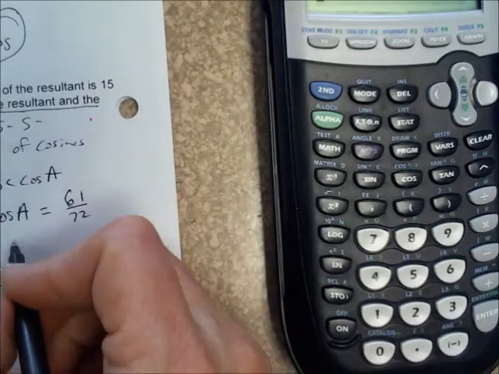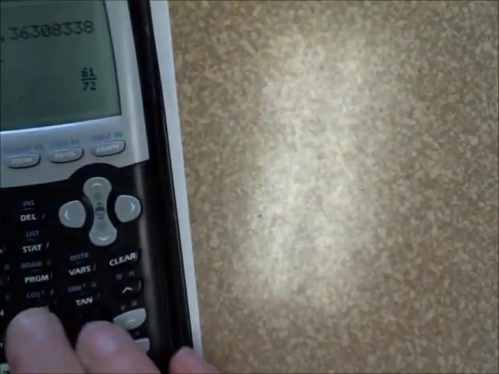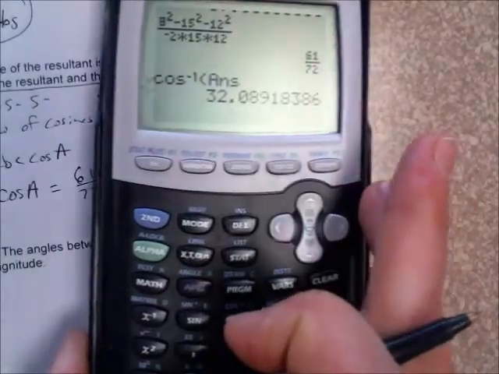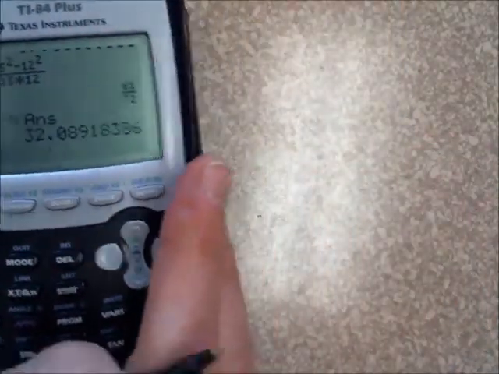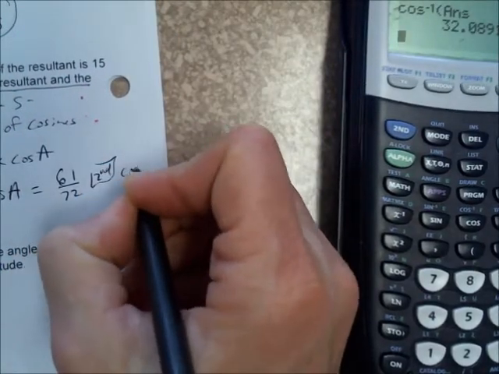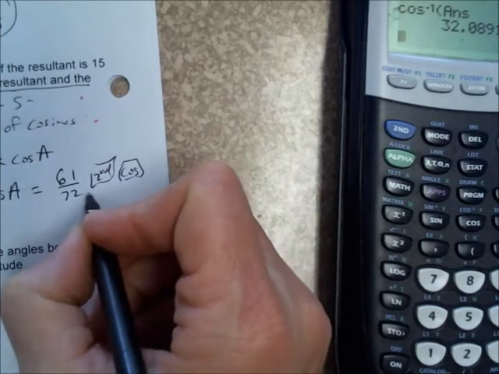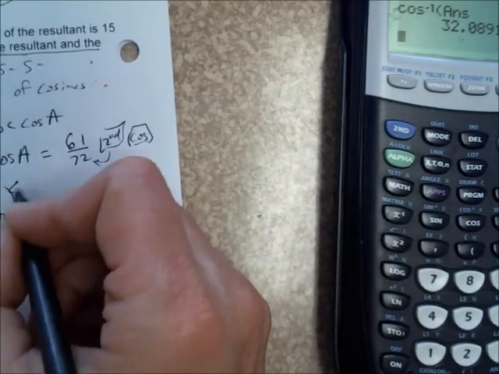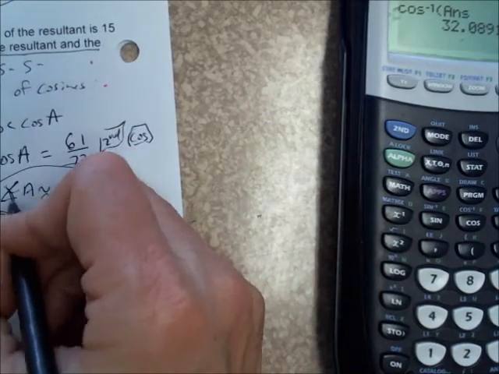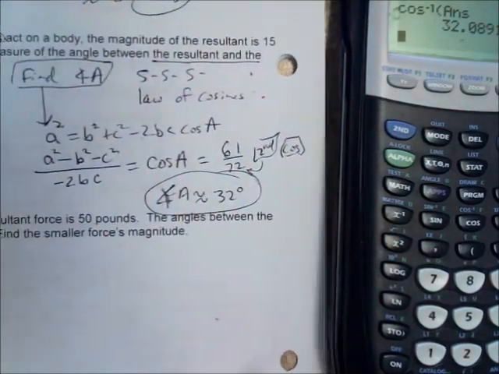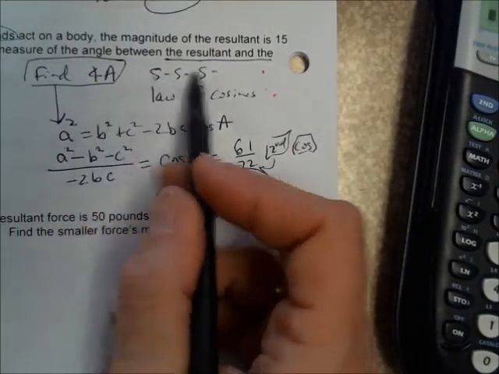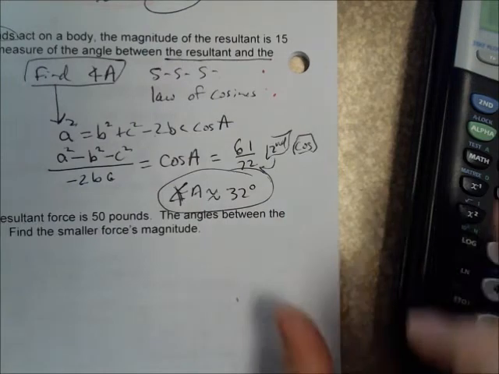And now do second cos of that answer, and 32 degrees to the nearest degree, it says. So second cos or inverse cos of that answer, and angle A is approximately equal to 32 degrees. So remember, when you're finding an angle and you have sides, you have to modify that law of cosines.